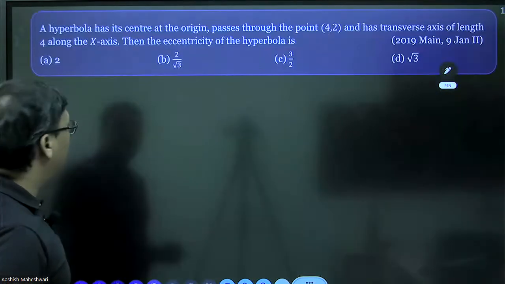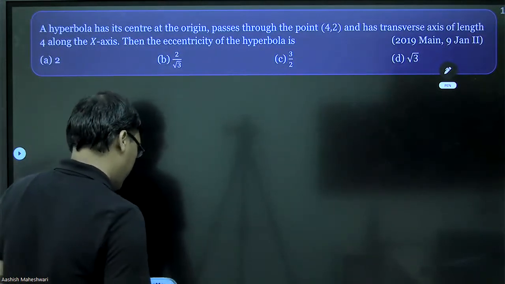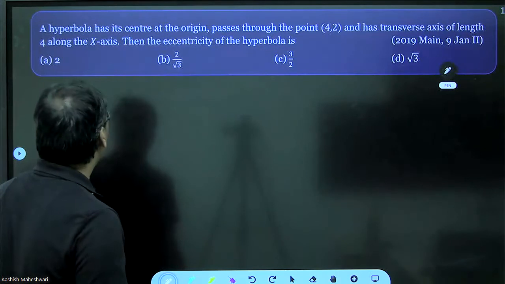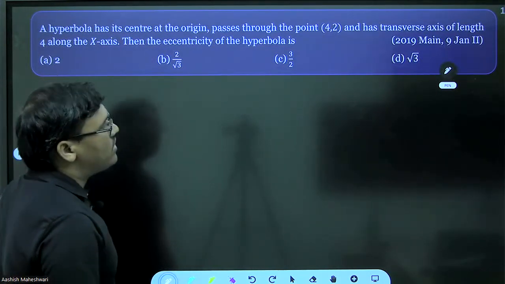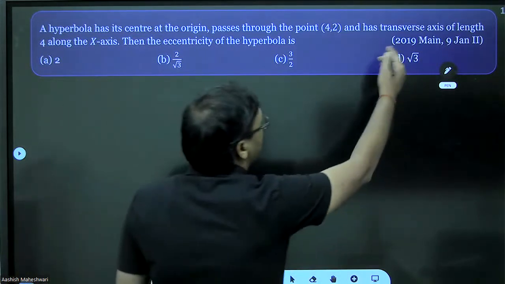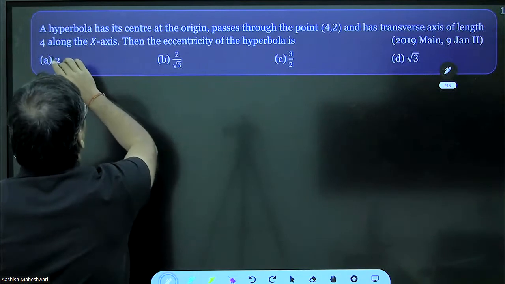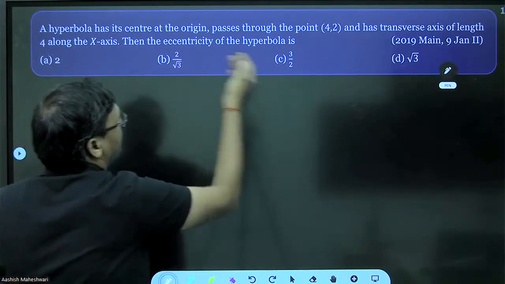So now let's move to the next question. So the question, you can read the question here. The hyperbola has its center at origin and passes through the point 4, 2, and it has transverse axis of length 4 along x-axis. Then find the eccentricity of this.